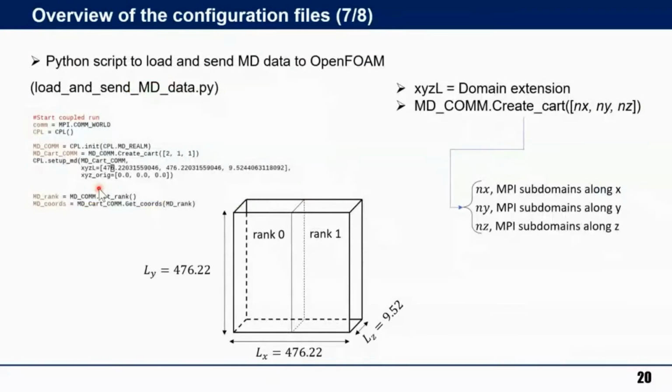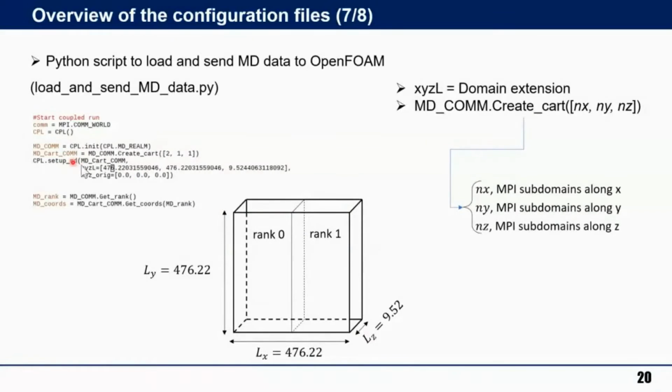So the other file that you need to add is actually the script used to load and send MD data, as the name suggests. This is a Python script. And inside this script, you need to edit a few things. So first of all, XYZL takes the dimensions of your domain. So the extensions along X is LX here, LY and LZ. For this specific case, we have the same dimension along X and Y. And the thickness along the third dimension is much smaller compared to the other 2 dimensions.